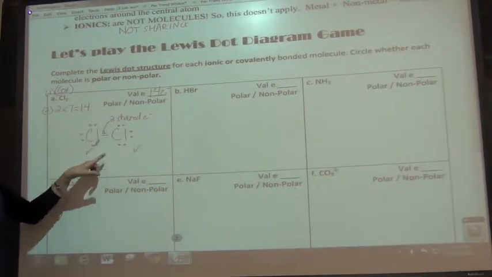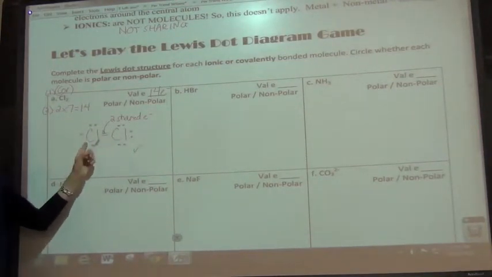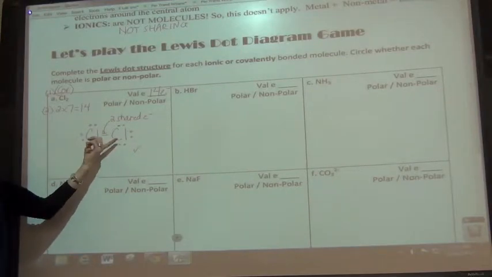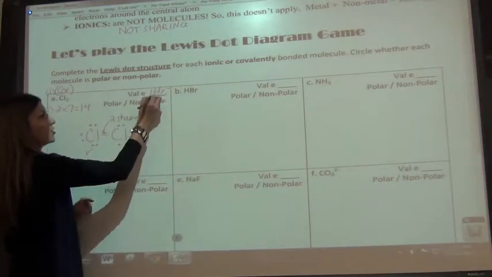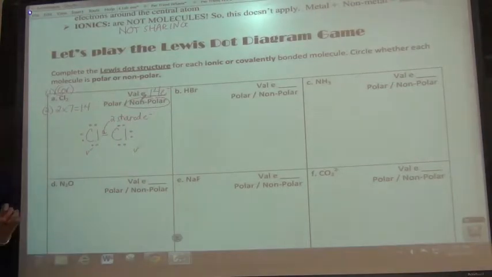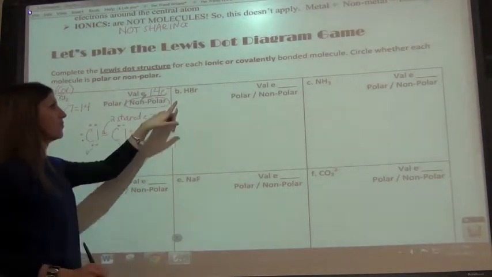Let's try the next one. Polar or nonpolar? So if this is diatomic, we've got perfect equal sharing. It doesn't matter what the value is. This ends up being equal sharing, which we call nonpolar. Perfect.